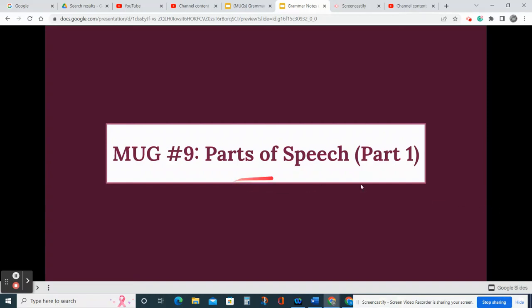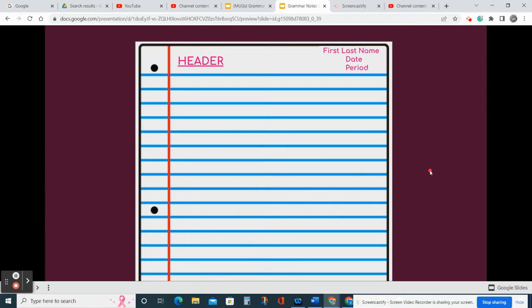Today we're going to talk about parts of speech. So we're moving on from punctuation and moving on to something else. Parts of speech. We are going to break all of the parts of speech up into smaller, more manageable chunks. So that's why it's very important that we label our notes with that part 1 today, because we're only talking about 3 of the parts of speech today.